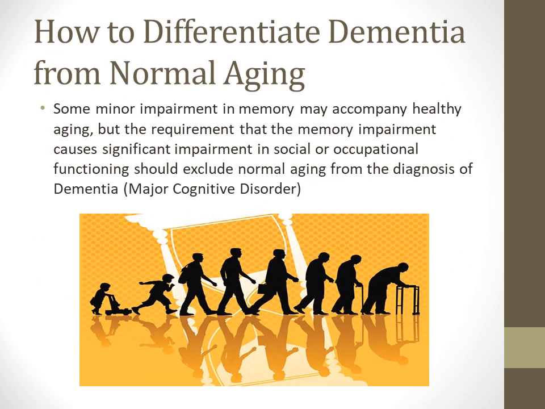How to differentiate dementia from normal aging? Some minor impairment in memory may accompany healthy aging, but the requirement that the memory impairment causes significant dysfunction in social and occupational life should exclude normal aging from the diagnosis of dementia.